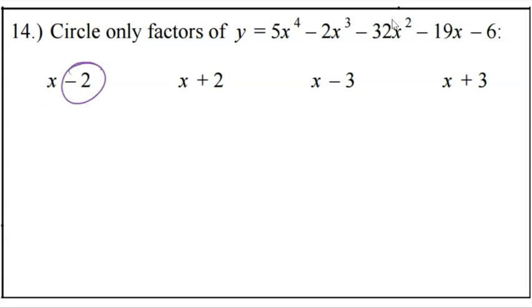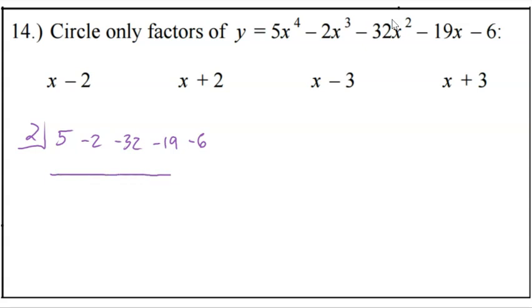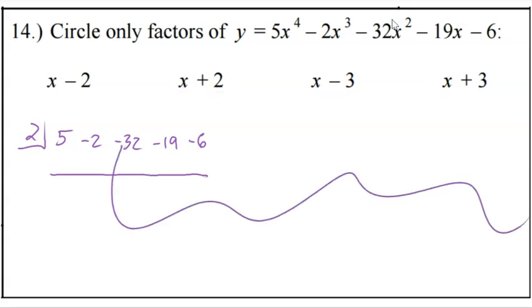So we're going to put the opposite of negative 2 in a half box. So we're just going to put a 2 in the half box. Then we're going to put the coefficients: 5, negative 2, negative 32, negative 19, and negative 6. I'm trying to conserve space because I have to do 4 of these. I have to do a separate synthetic division for this one, this one, this one, and this one, and I want to fit them all in this space. Okay?